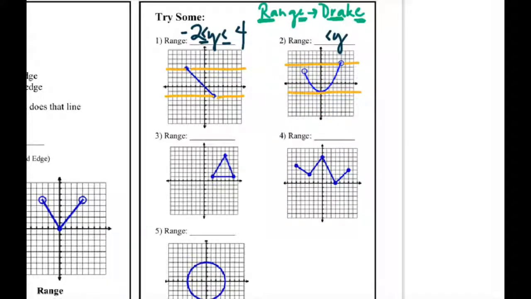So my range, or my y's, they live between two numbers. My lowest y value is a negative 2. My highest y value is 5. My bottom y value is a solid line, so I need a solid line. Top is an open circle, so I keep that open.